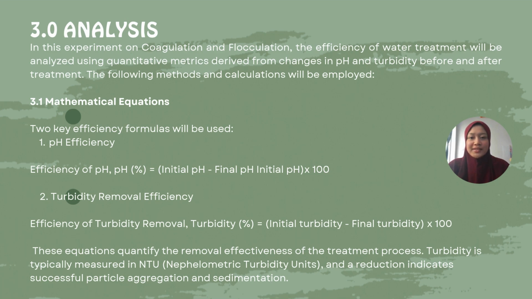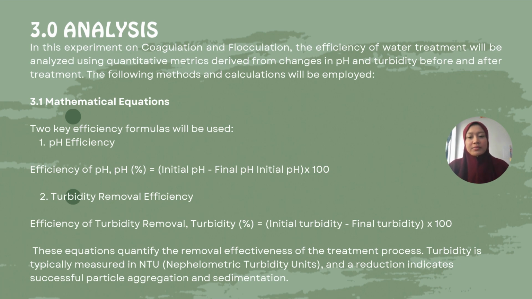This is the analysis of the coagulation and flocculation experiment. The efficiency of water treatment will be analyzed using quantitative metrics derived from the change in pH and turbidity before and after treatment. The following calculation methods will employ mathematical equations. pH efficiency, which is the efficiency of pH in percent, equals initial pH minus final pH, times 100.